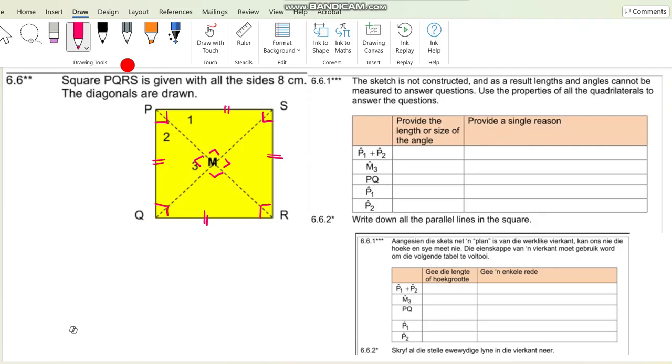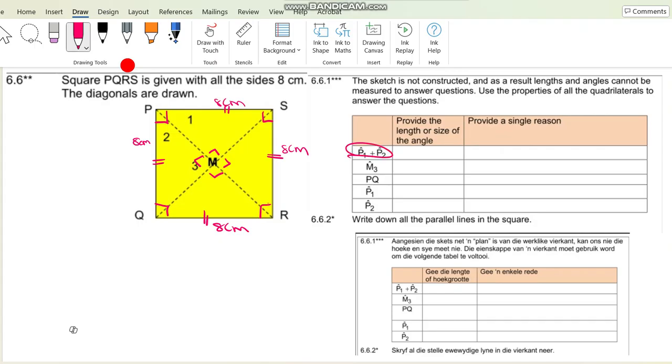Okay, let's see. Firstly, they say given all sides of 8 centimeters. So that's not written in, so let's just put the 8 centimeters. That will also prove to you that all sides are the same.